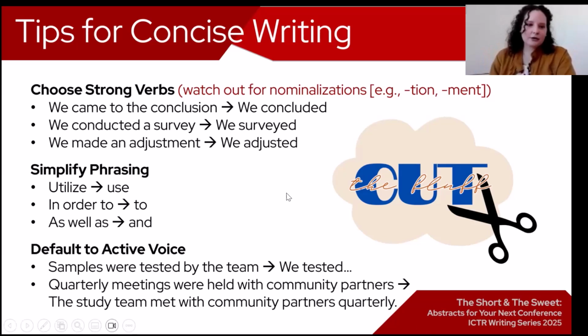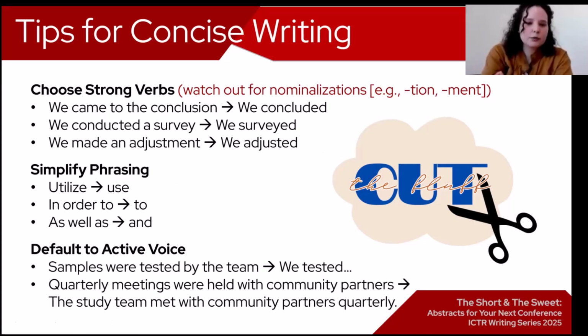Simplifying phrasing, like "utilize" versus "use", in order to just say "to", or "as well as" versus "and", is as quick and simple as you can get. These words aren't informative, right? They're just there to lead to the main idea. And so anything that isn't essential, make it short and to the point. And then default to active voice.